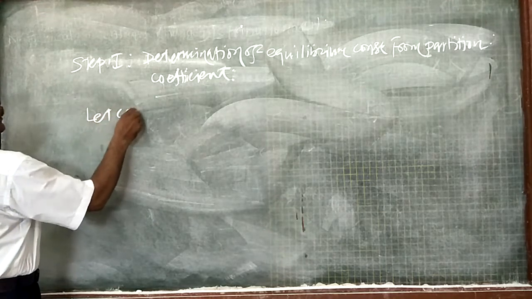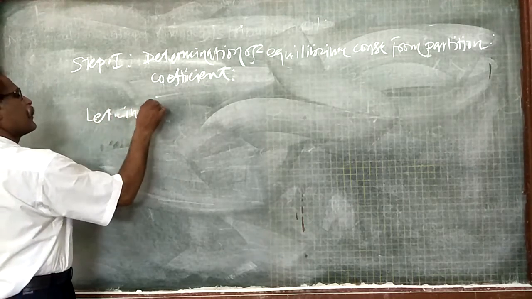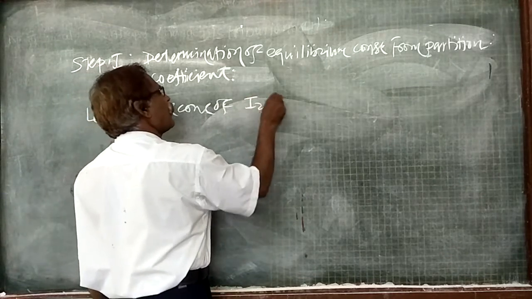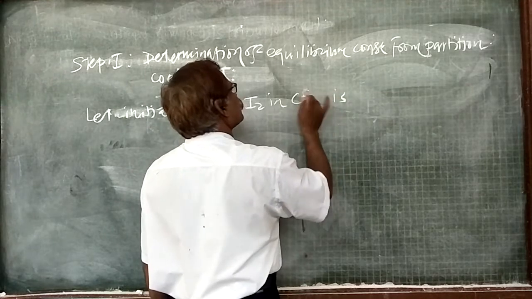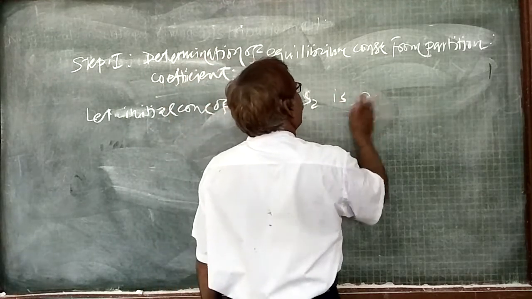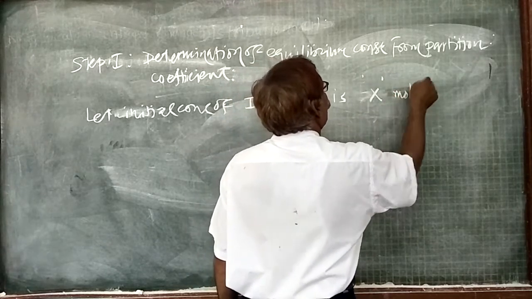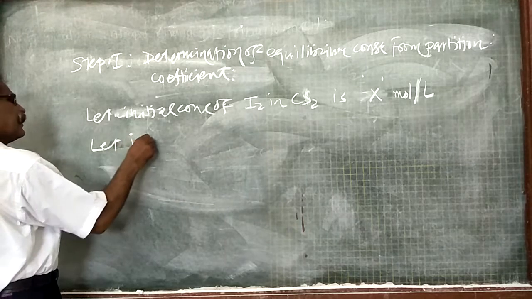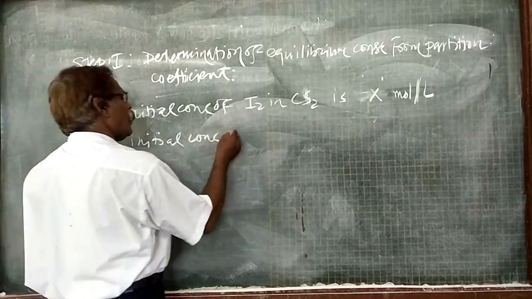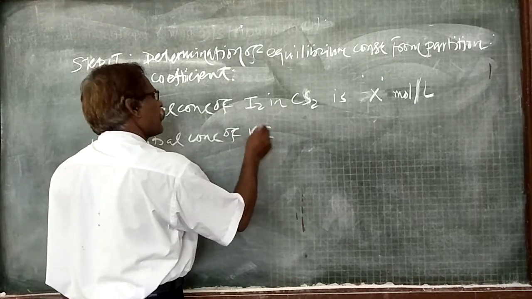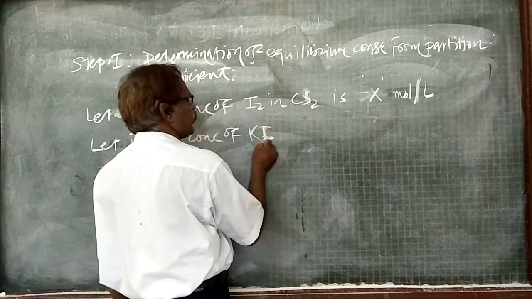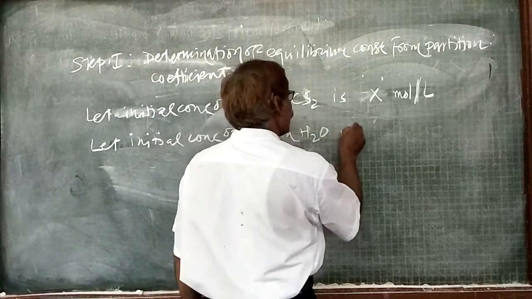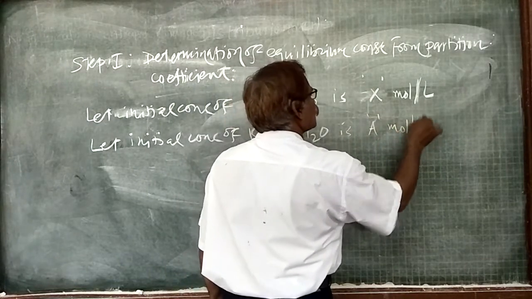Let the initial concentration of iodine in CS2 be X moles per liter, and the initial concentration of KI in water, potassium iodide in H2O, is A moles per liter.